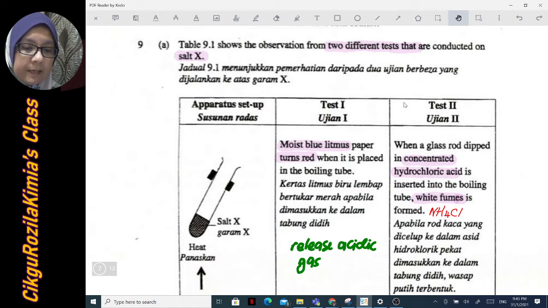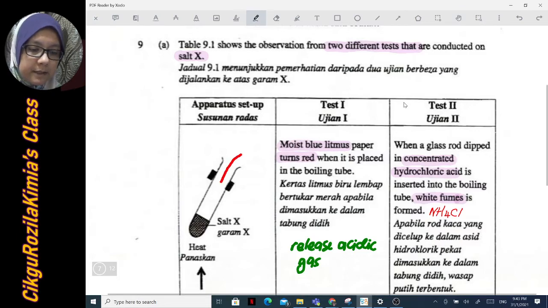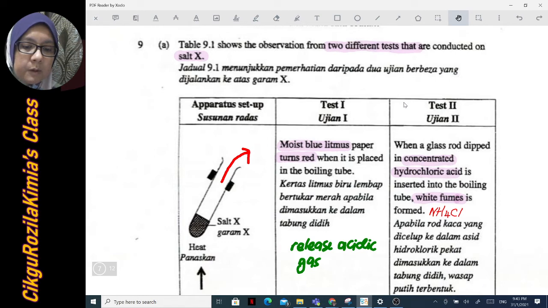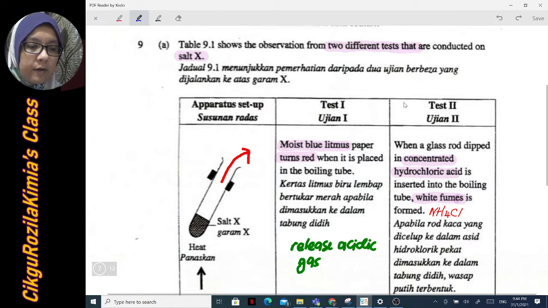Okay, when it is placed in the boiling tube, that means salt X ada membebaskan gas yang acidic sebab the blue litmus paper turns to red. Okay. On the other hand, test 2 pula, dia kata when a glass rod dipped in concentrated hydrochloric acid inserted into the boiling tube, white fumes is formed. So kalau kita tengok kat sini, white fume tu is actually ammonium chloride.